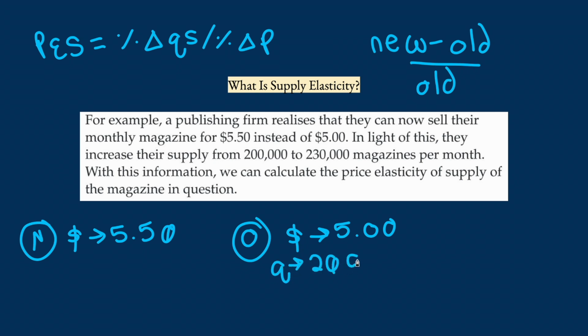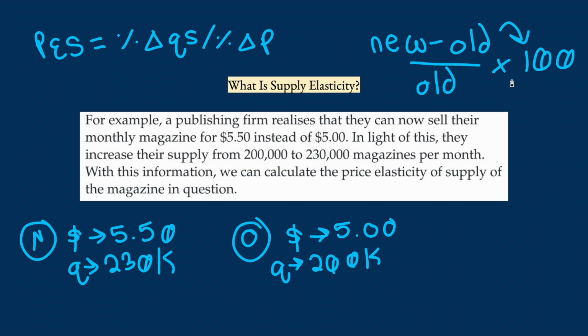So first we had 200K, and then we changed it for new to 230K. All right, but now once we have these values down, we can actually do some calculations. And oh my gosh, I am so silly. I forgot to put times 100 here. I'm so sorry, but when you're turning this into a percent, you always have to do times 100.